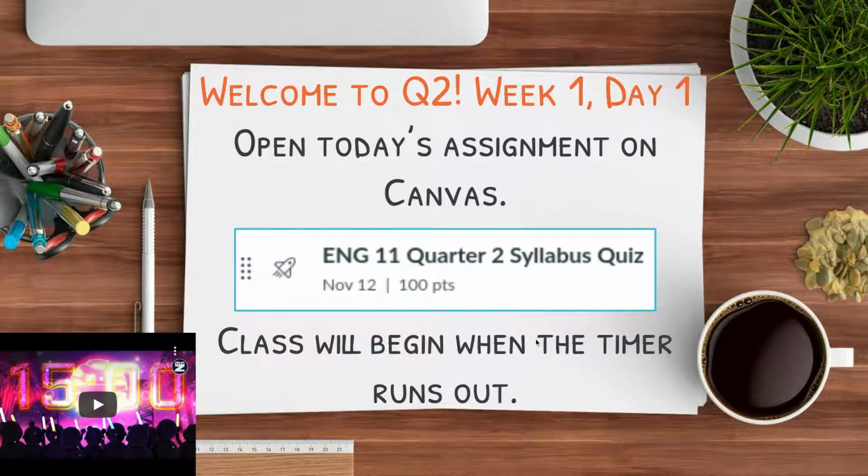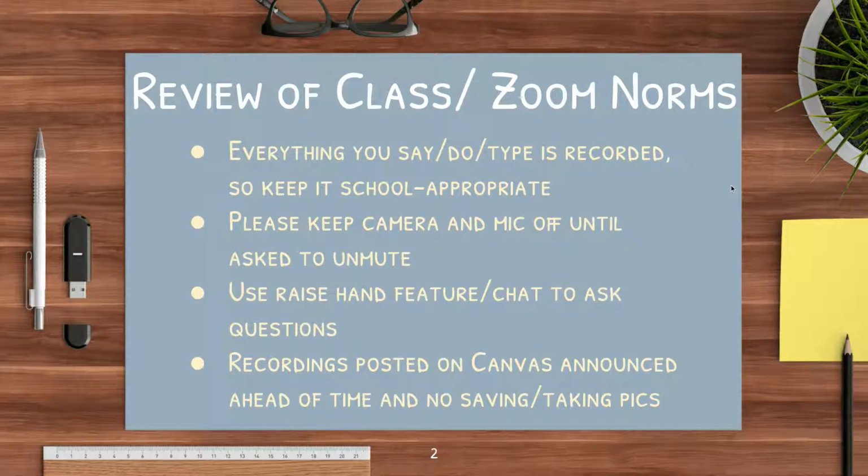Please open the assignment you see on the screen. It says English 11 Quarter 2 Syllabus Quiz. As always, everything you say, do, or type is recorded, so remember to keep it school appropriate, and there's no saving, downloading, or taking pictures of our class today or ever.